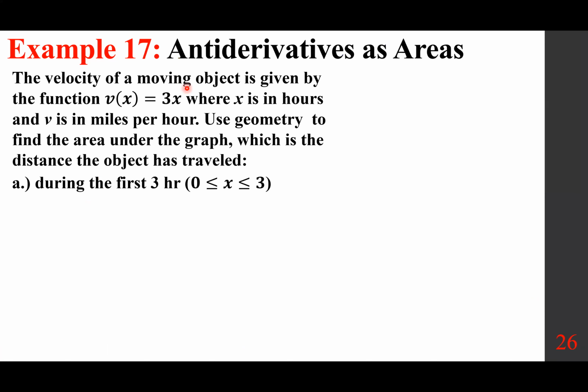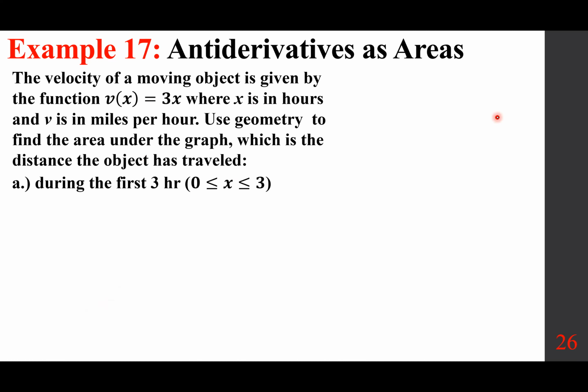All right, the velocity of a moving object is given by the function v of x equals 3x, where x is in hours and v is in miles per hour. Use geometry to find the area under the graph, which is the distance the object has traveled during the first 3 hours.